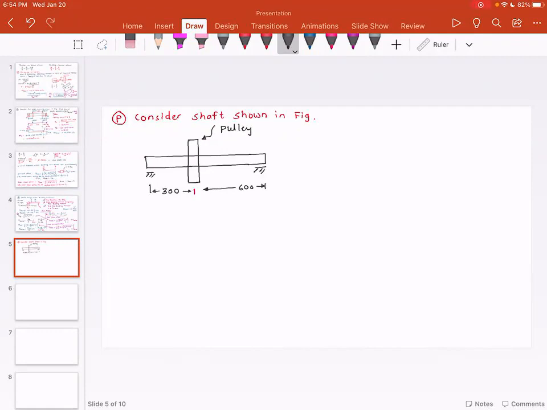And the power transmission is 5 kilowatts, and the speed is 200 RPM.